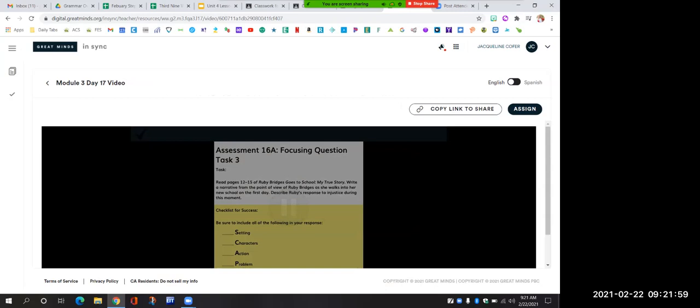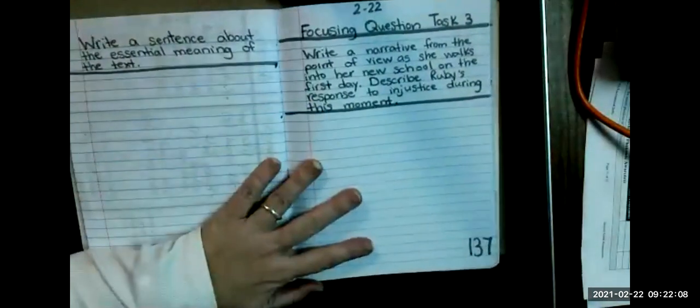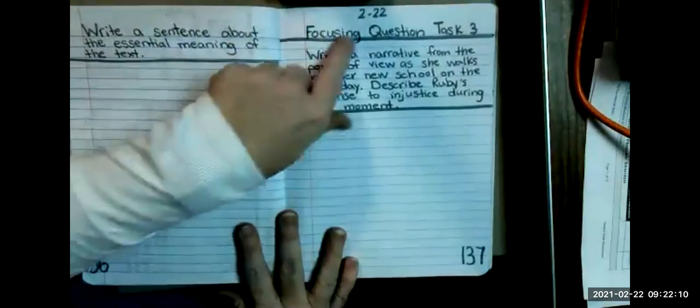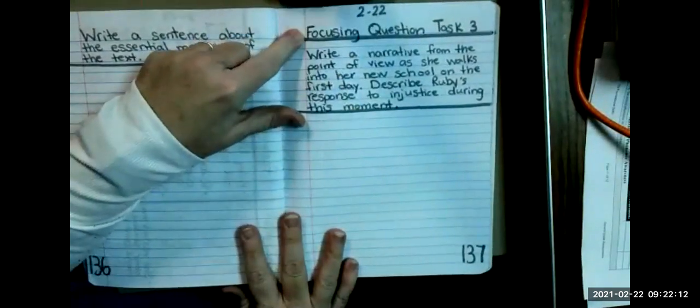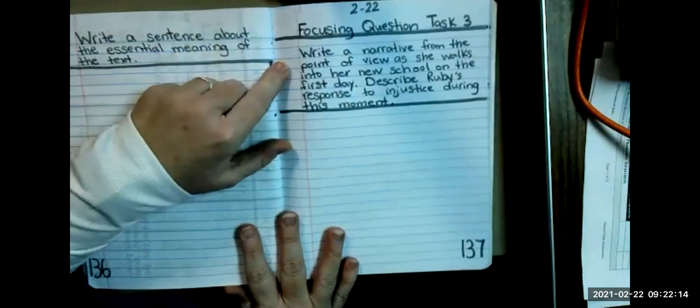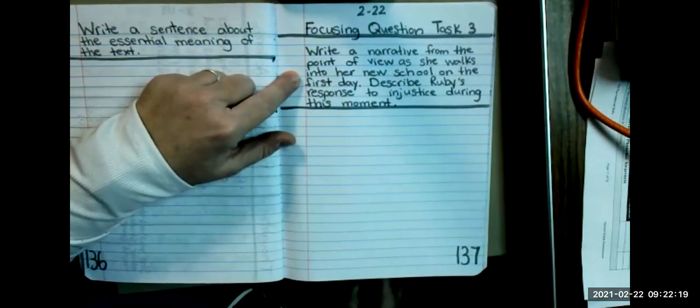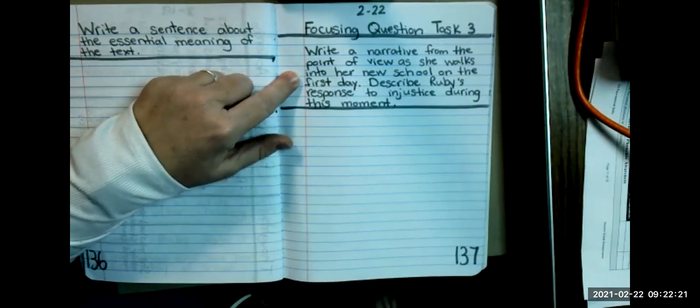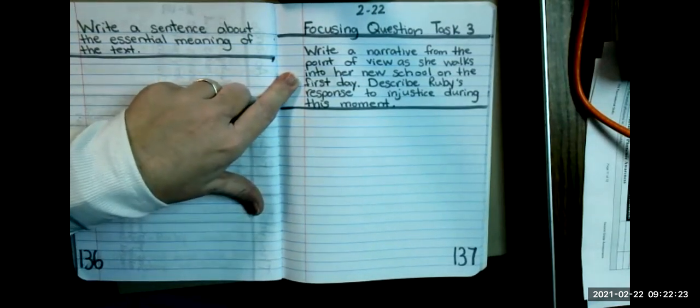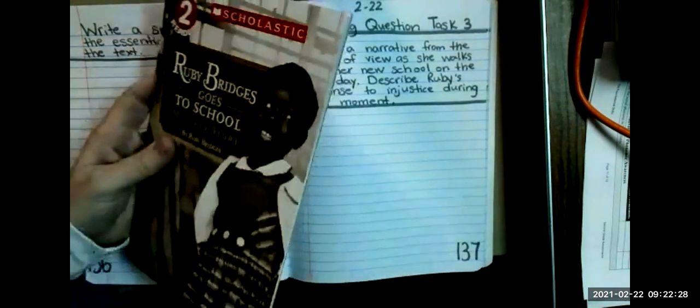Okay, so on your page, on page 137 today, you're going to write today's date, 2/22, focusing question task 3. Write a narrative from the point of view of Ruby as she walks into her new school on the first day. Describe Ruby's response to injustice during this moment. And we are going to read pages 12 to 15.